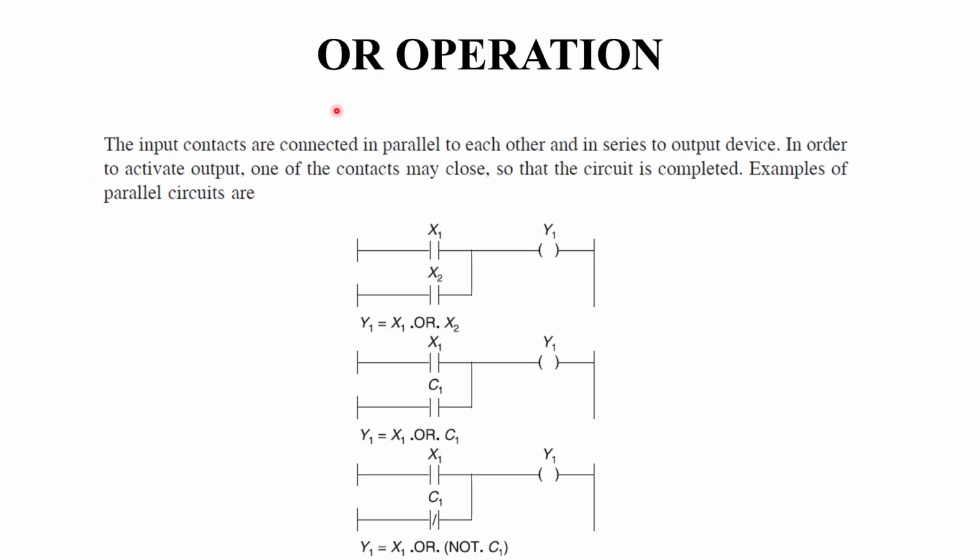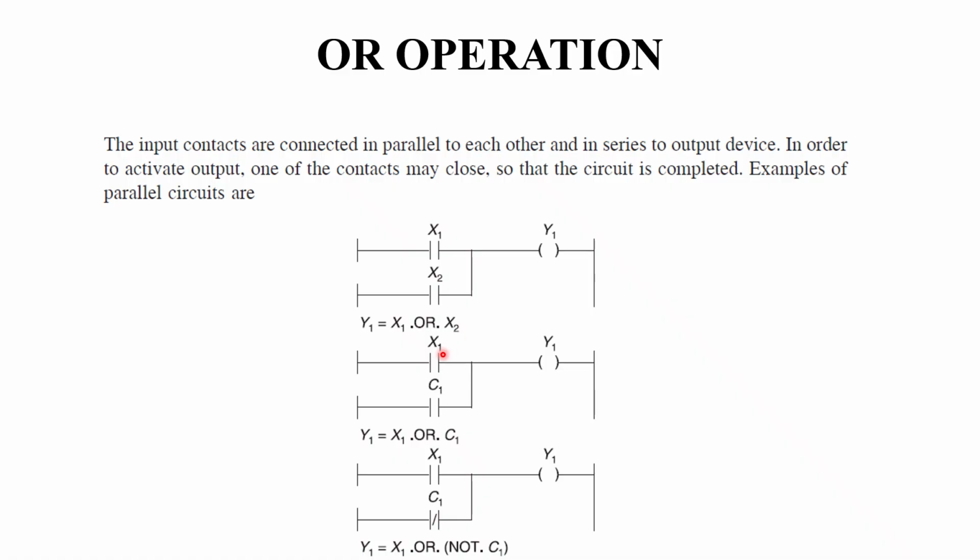Similar to the AND logic operation, let us move to the OR logic operation. In an OR logic operation, the contacts are connected in parallel to each other, and connected in series to the output device. For example, two input switches x1 and x2 are connected in parallel. So what is your output? The output is x1 or x2, which is called the OR operation logic.